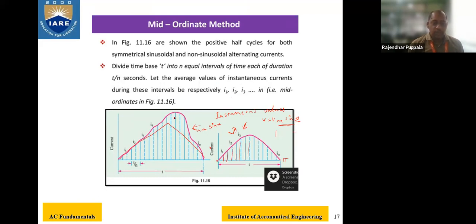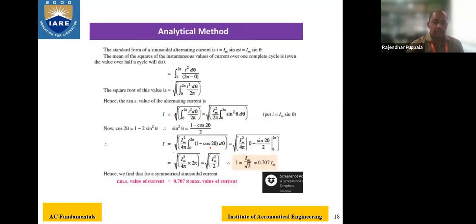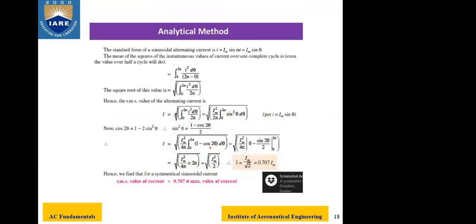And we have two methods: one for symmetric waveforms, how to calculate the RMS value, and another for unsymmetrical waveforms. So this is the method for pure sinusoidal and symmetrical waveforms.